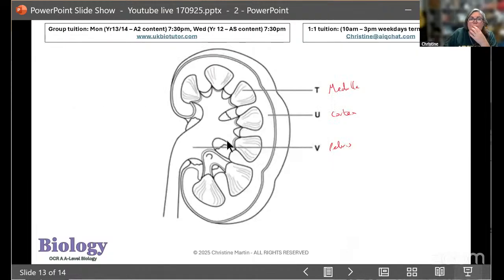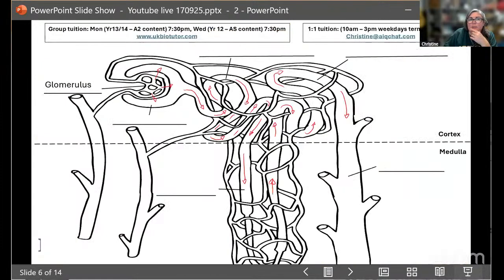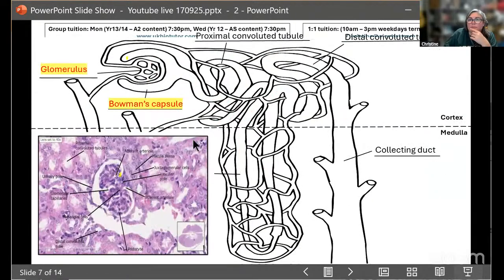Okay, so if we go back up here then, this is looking at a picture. Where's it gone? I went too far. So here we have, this is the cross section, isn't it? You can see that cross section. You can see the clear region here.